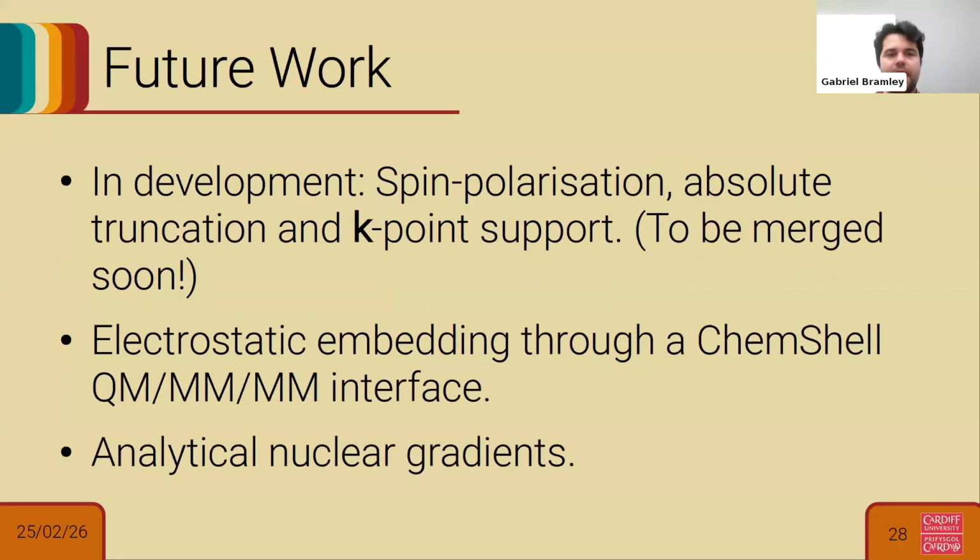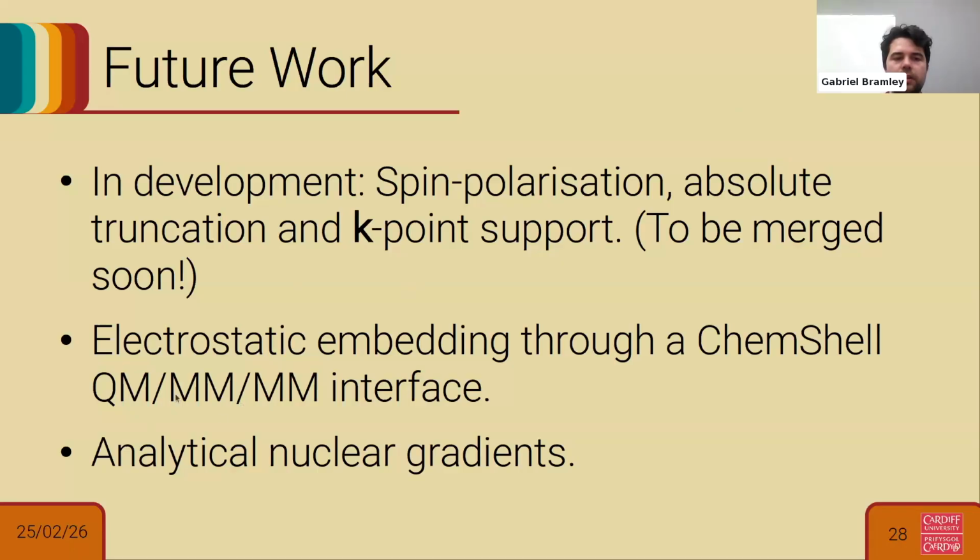And for future work in development, so spin polarization support, that is on the cusp of being done. That's going to be merged soon. And other work associated with absolute truncation. So not using this parameterized charge-based metric, but using a freeze and thaw style algorithm to optimize the two subsystems separately and then calculate the embedding potential from there. And that should be very, very favorable and very good for our wave function calculations.